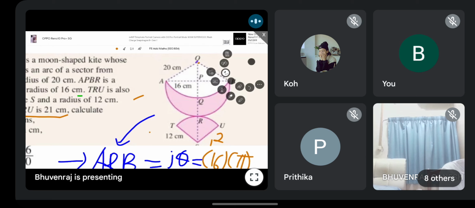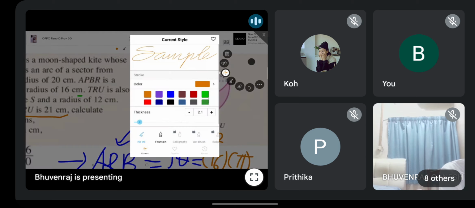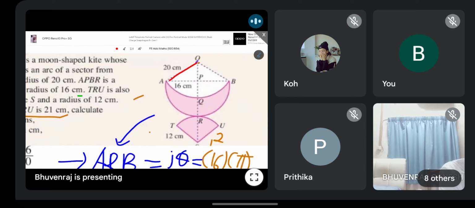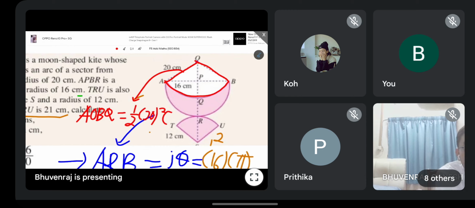Okay, so guys, can you all see this? I show you this part. You can find the area of this sector first. Correct? You can find the area of sector AOBQ. So guys, what is the area of sector AOBQ? You can find out, half r squared theta. So half 20 squared theta is, let me see, where is theta? Theta is 1.855.